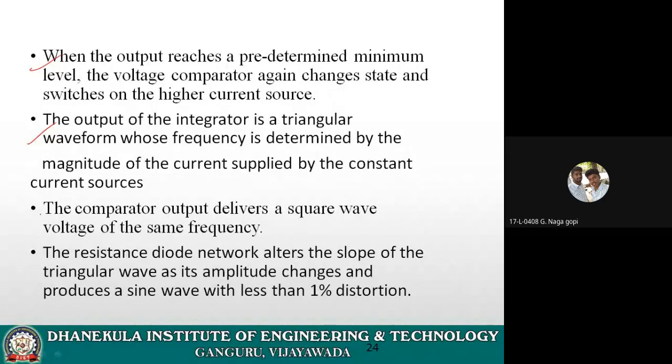The comparator output delivers a square wave voltage of the same frequency. The resistance diode network alters the slope of the triangular wave as its amplitude changes and produces a sine wave with less than 1% distortion.